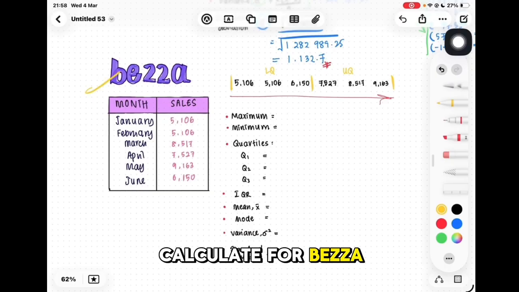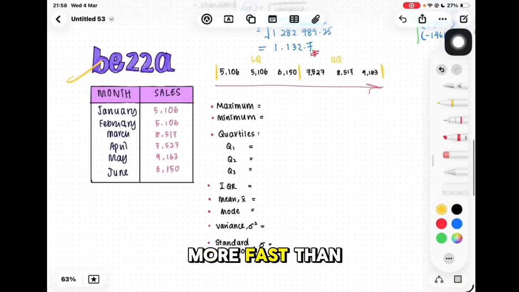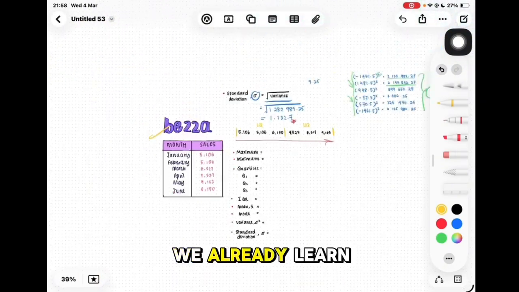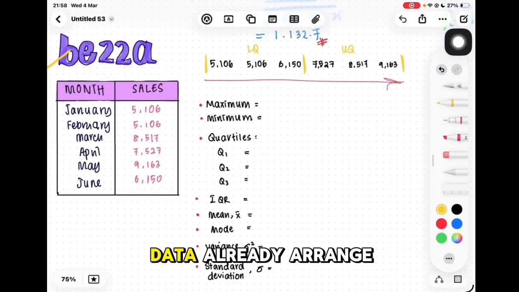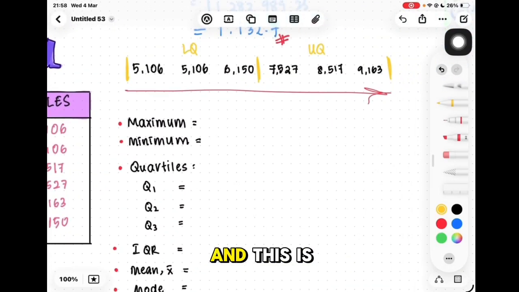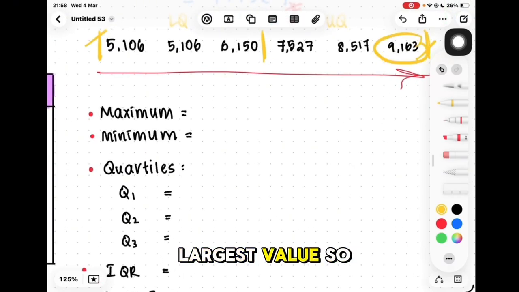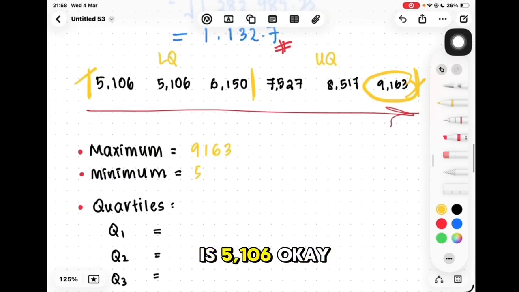Now we will calculate for Beza. So I think this part I can go faster than before because we already learned it in the first place, right? This data is already arranged in ascending order, and this is the largest value. This is the lowest value. Maximum is the largest value, so it is 9,163. Minimum is the smallest value, which is 5,106.